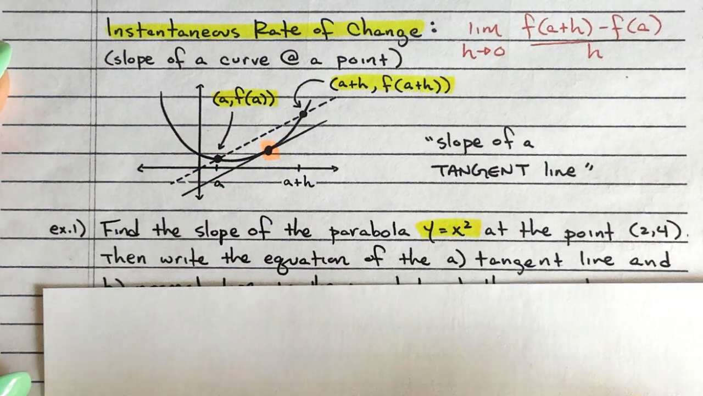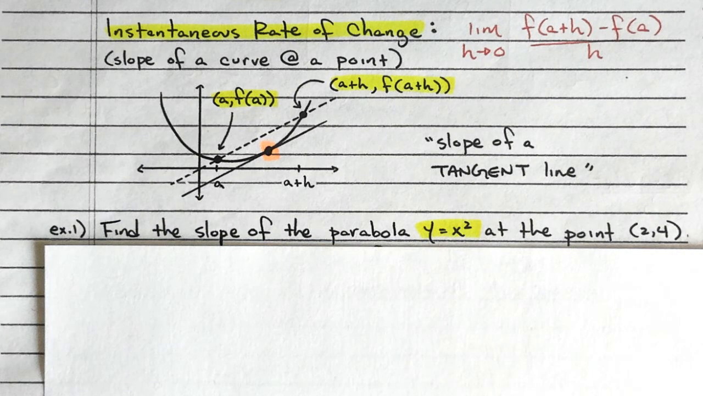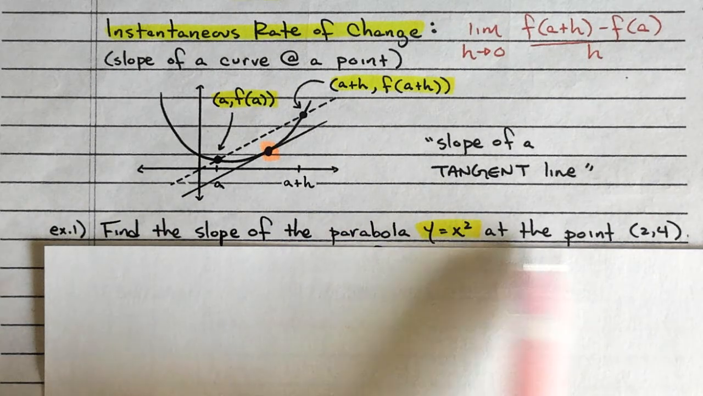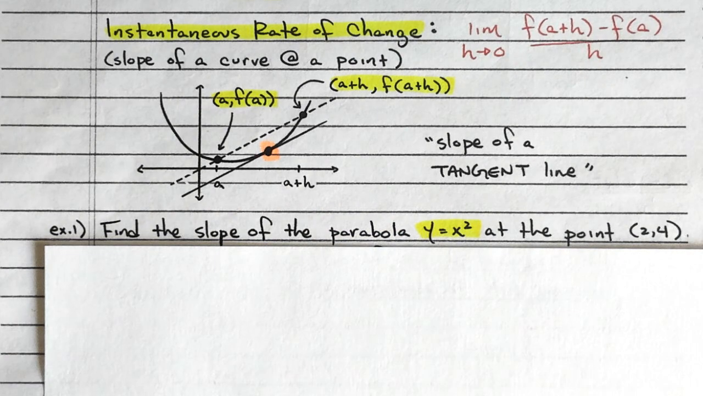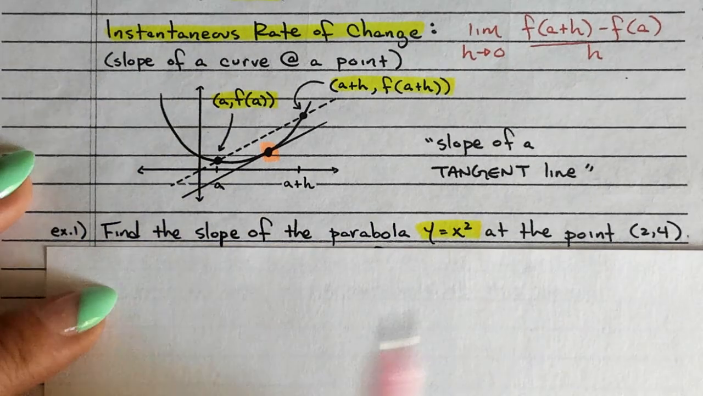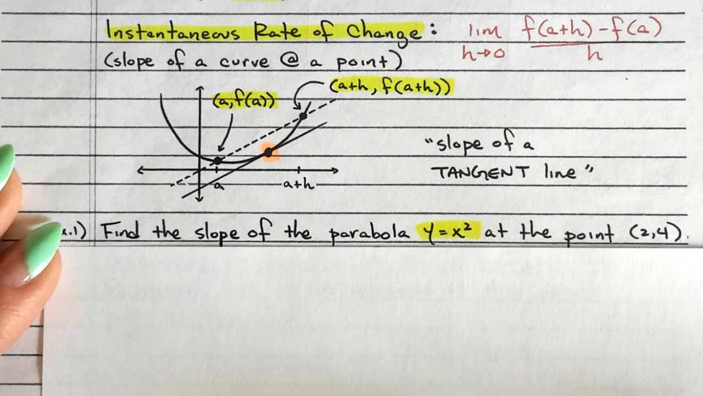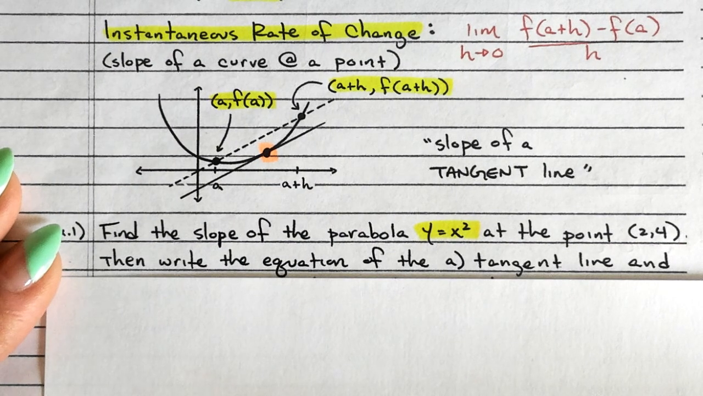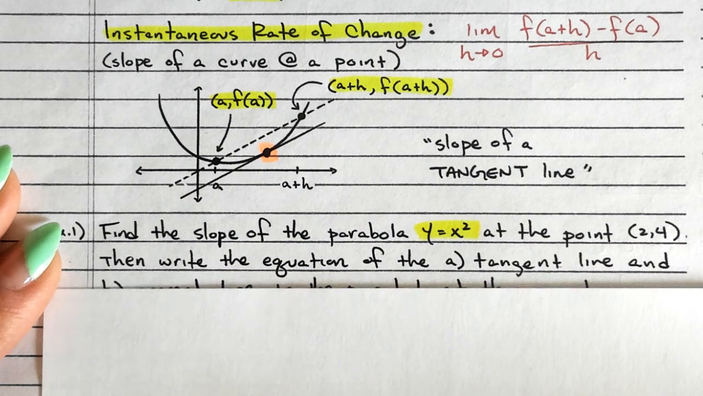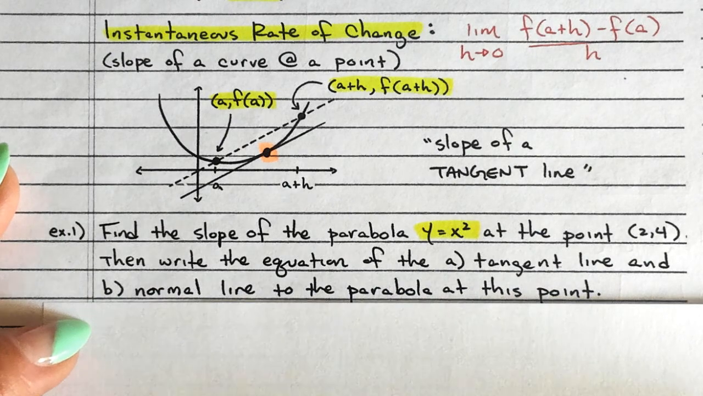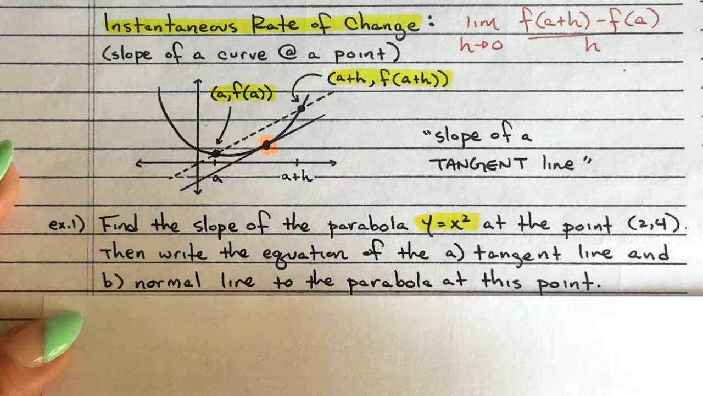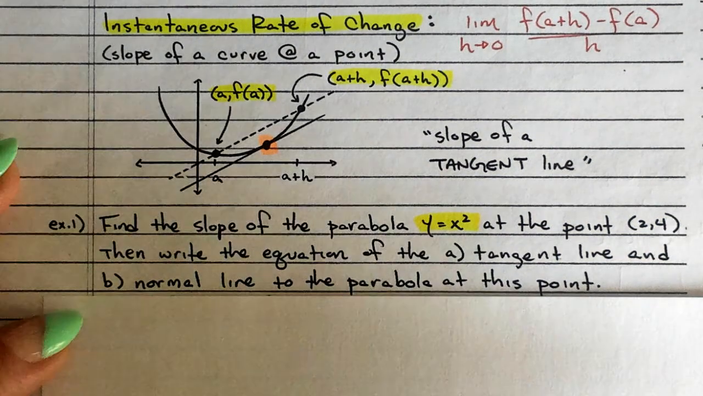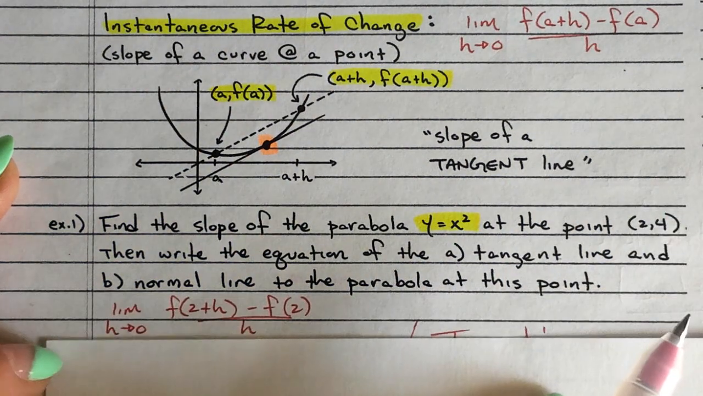So let's say you're given this question. Okay, find the slope of the parabola at point 2, 4. I like to circle or highlight the actual thing that I need, okay? So find the slope, and then after we find the slope, we're going to write an equation of the line using the tangent line and the normal line right at that point. And then I'm going to draw it for you too when we finish, okay? So the very first thing we're going to do is find the slope. So we're going to use that formula.